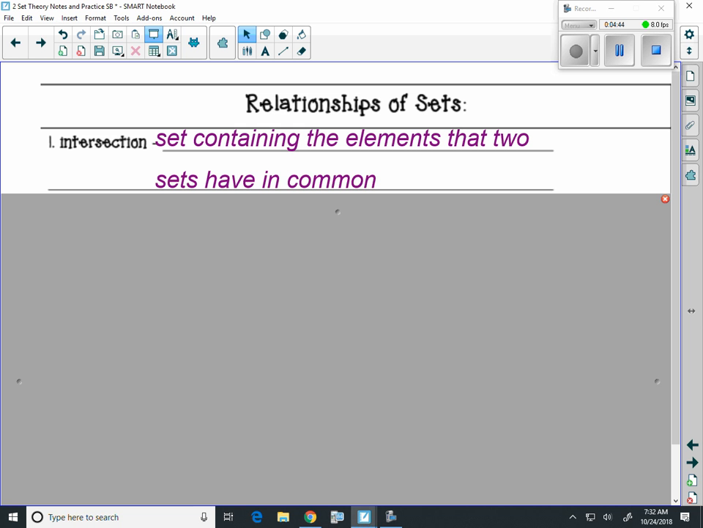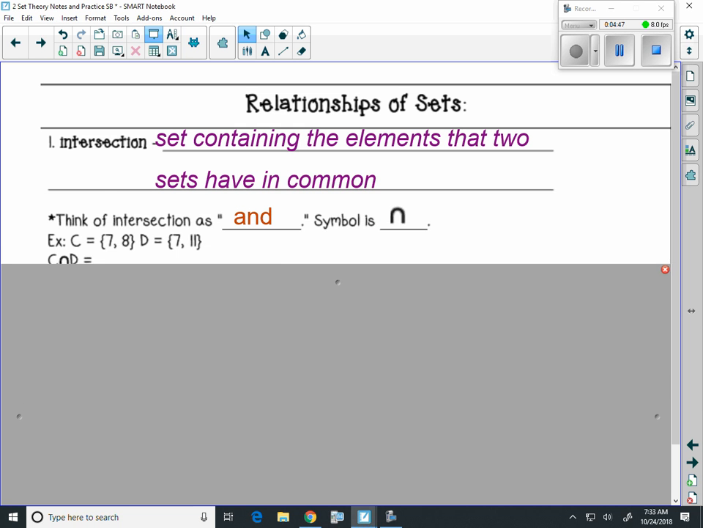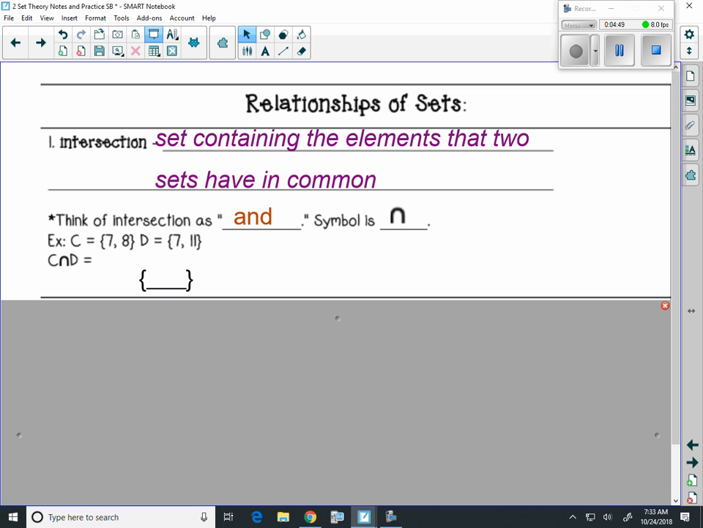Okay, so an intersection. Think of intersection as and. Okay, when you see an intersection, it's going to have the word and in it. Okay, and our symbol is kind of like an N without a stick, okay, or an upside down U. That symbol represents the word and. Okay, so by definition, an intersection is two sets and what they have in common.